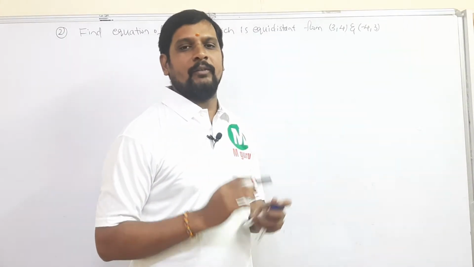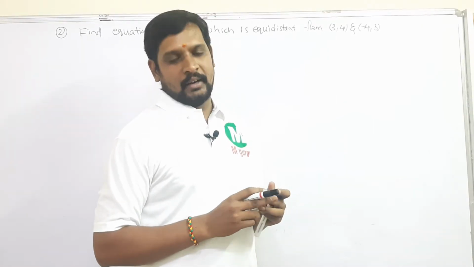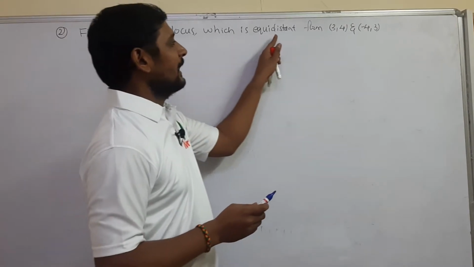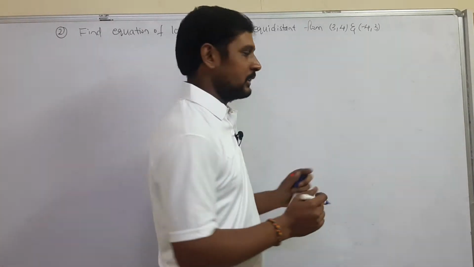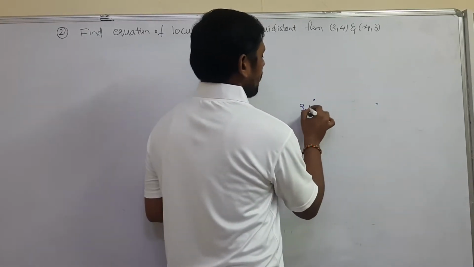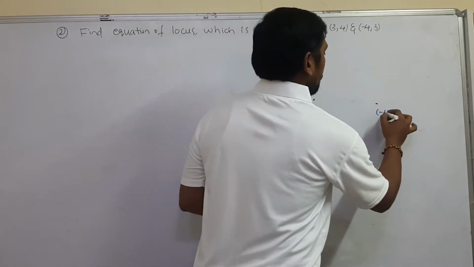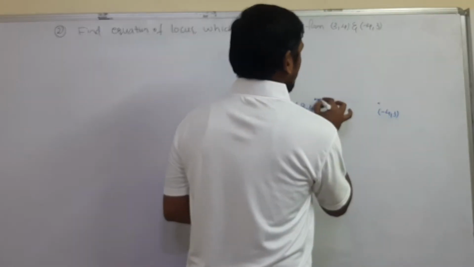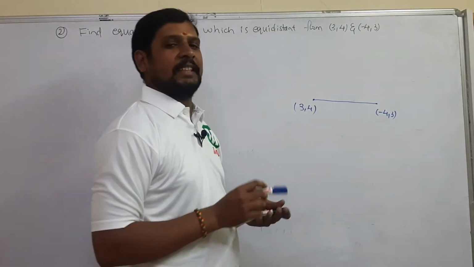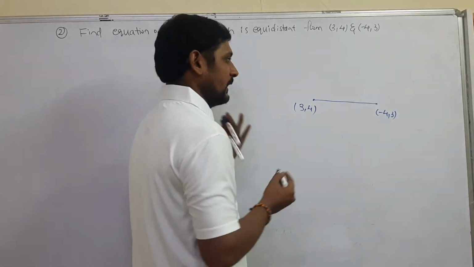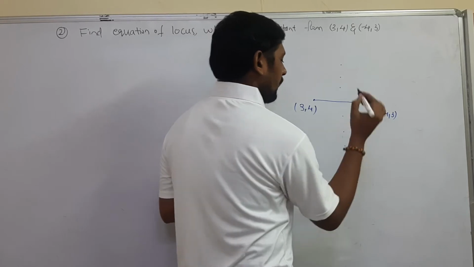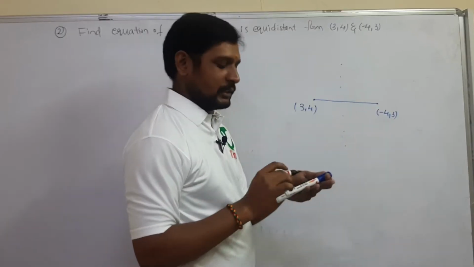As in the previous problem, first let us take the geometrical figure, right? The question is to find the locus which is equidistant from these 2 points. Let us take 2 points: one is 3 comma 4, the other one is minus 4 comma 3. Join the line segment. The question is to find the equidistant points. How many equidistant points are there? There are so many points which are equidistant from 3 comma 4 and minus 4 comma 3.